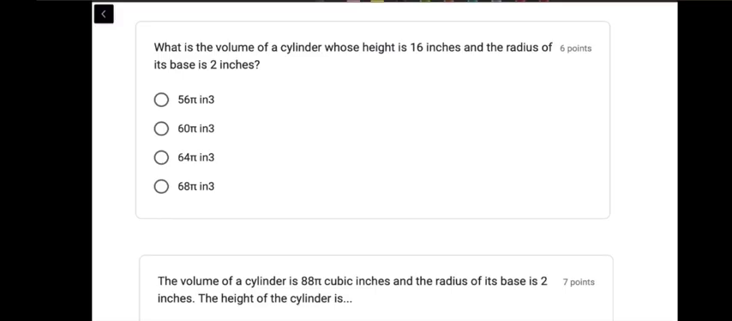In this problem, it states, what is the volume of a cylinder whose height is 16 inches and the radius of its base is 2 inches? So here, we're working with a cylinder. Now, the shape of a cylinder is essentially two circles that connect. Now, given that the base is a circle, the volume of the cylinder is calculated by taking the area of the circle, which is pi times radius squared, and then multiplying by the height.